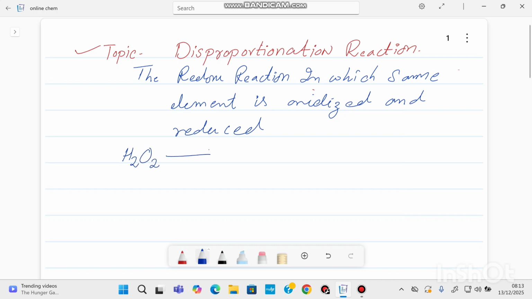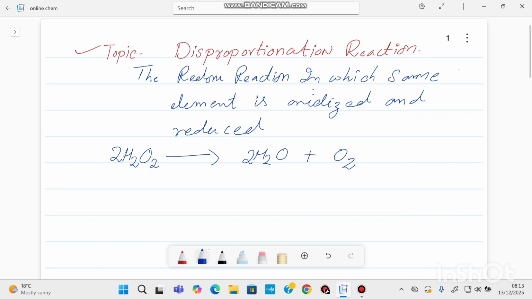Now, using this example of hydrogen peroxide, it is converted into water molecule and oxygen. As oxygen is not present in the atomic form in nature, to balance the chemical equation we will use 2 moles of hydrogen peroxide. Using 2 moles of hydrogen peroxide, water molecules will be produced and an oxygen molecule will be produced.